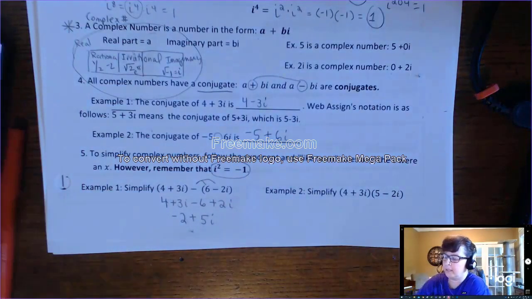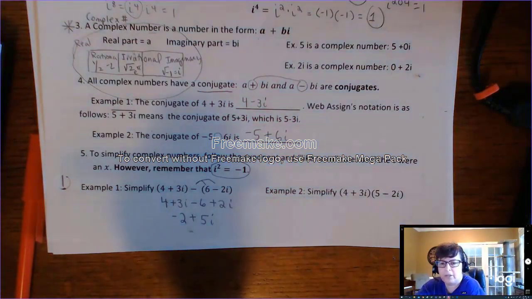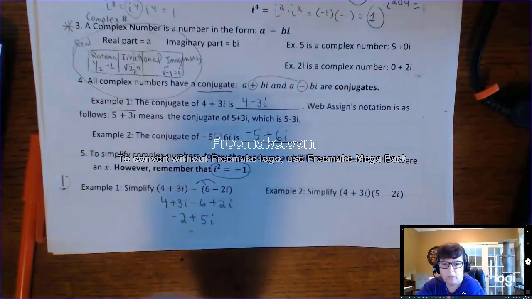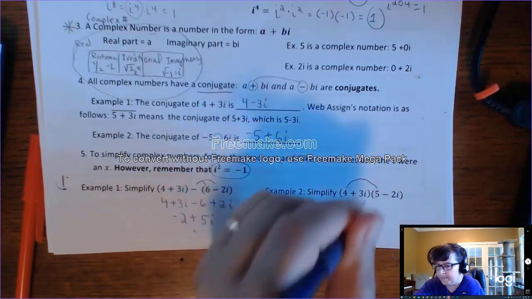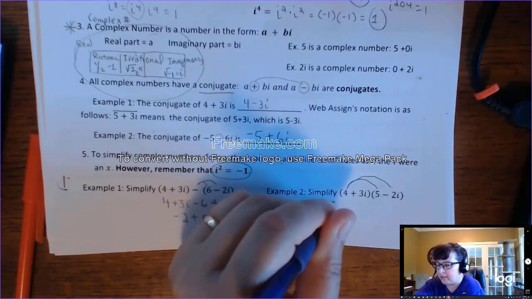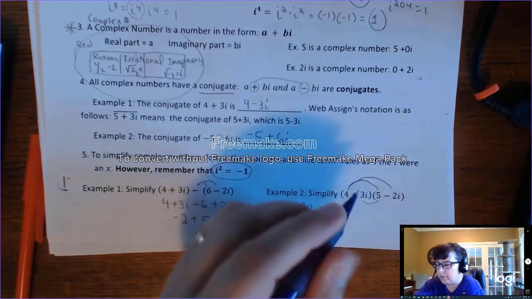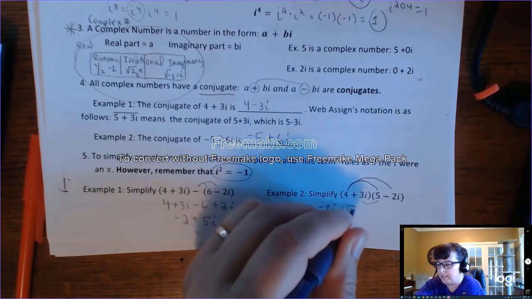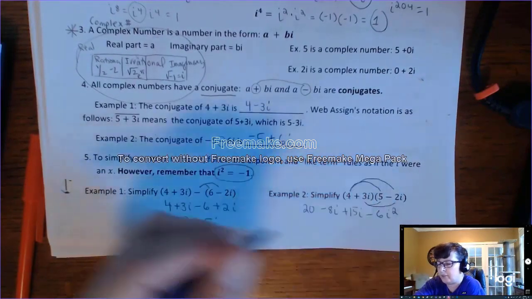Okay, you can also multiply two complex numbers together, and that's just two binomials multiplied together. So you're going to do what you usually do, which is FOIL. So 4 times 5 is 20, and then 4 times -2i is -8i. I call it double distribute. We just distributed the 4. Now we're going to distribute the 3i. That's positive 15i and -6i squared.